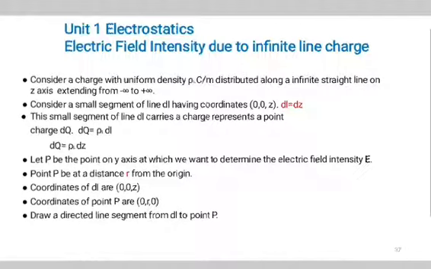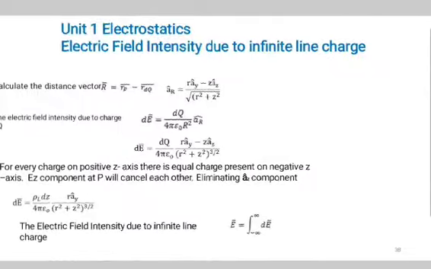So if P is the point on the y-axis at which we want to determine electric field intensity E, and point P is at a distance r from the origin, the coordinates of dl are 0, 0, z, and the coordinates of P are 0, r, 0. So we draw a line segment from dl to point P, and we calculate the distance r bar and the electric field intensity due to the charge dq, which is dE bar.